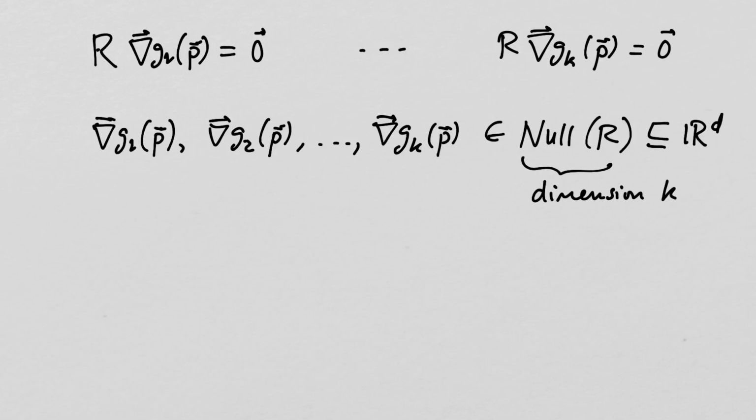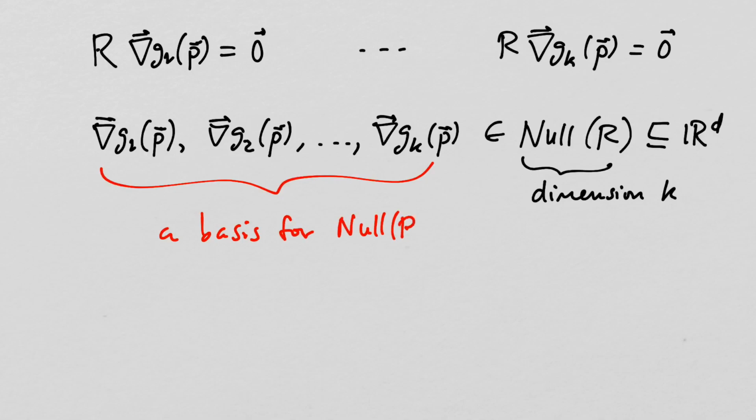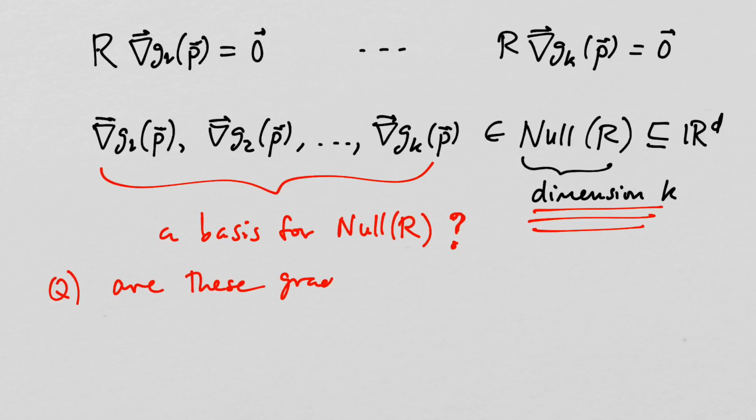So I have a list of k vectors in a k-dimensional space. Aha, that sounds very promising. Maybe these form a basis for that k-dimensional space, because there are the correct number of them, k of them, to span a k-dimensional space. But of course, one thing is missing: we need to know that they're linearly independent. So that's the question now, are these gradients all linearly independent? Because if they are, then they will be a basis. The spanning is automatic, by the way.